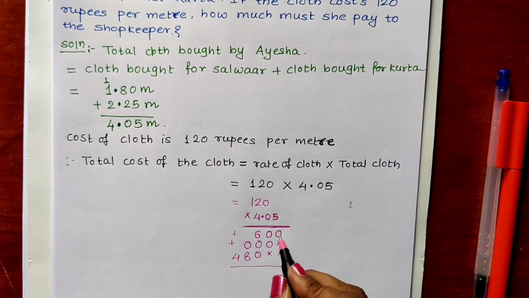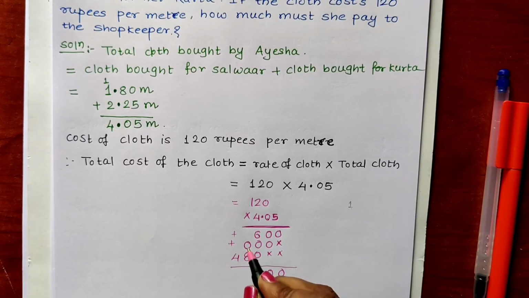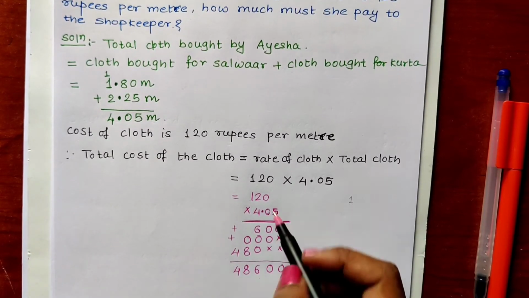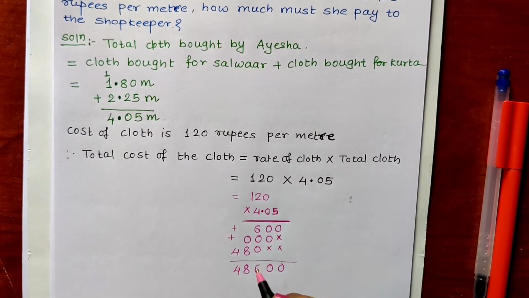Let us add. 0 plus 0 is 0, 6 plus 0 plus 0 is 6, 0 plus 8 is 8, and a single 4 is there, so 4. Now where to put a point? In this number, after the point 2 digits are there. So in the answer also there should be 2 digits after the point. So I have to put a decimal point here. So after the point there should be 2 digits.